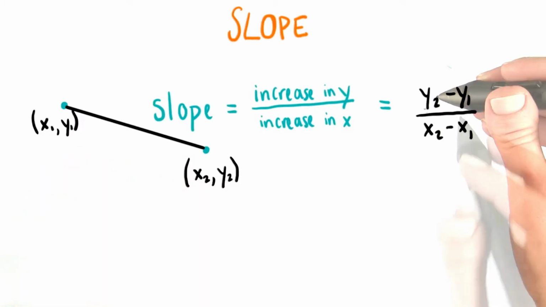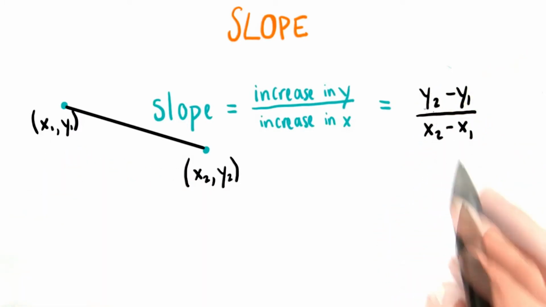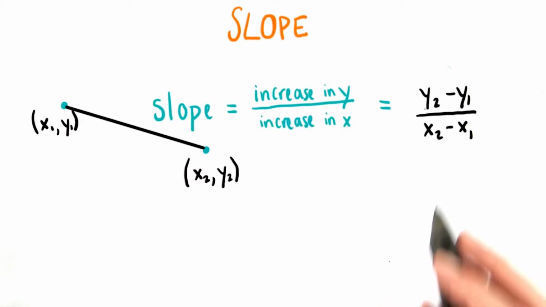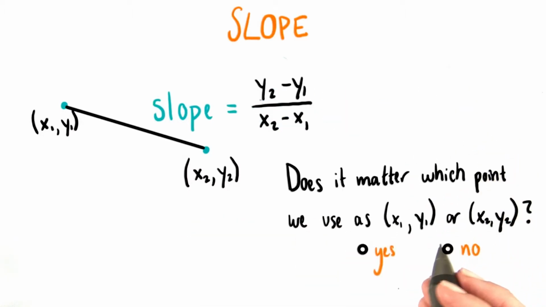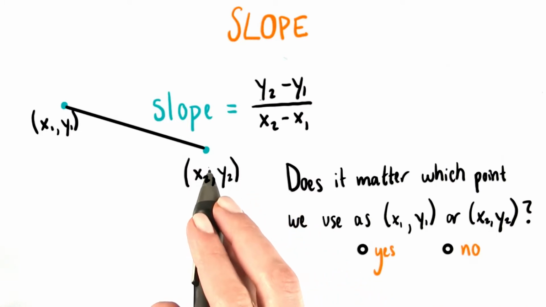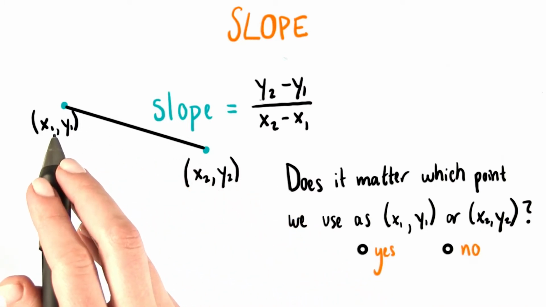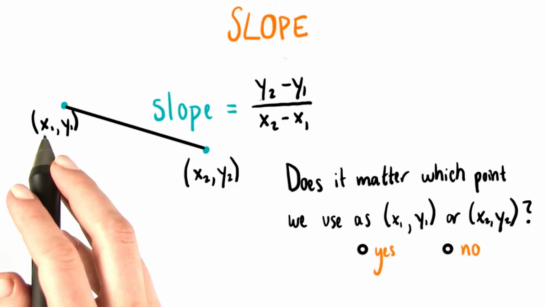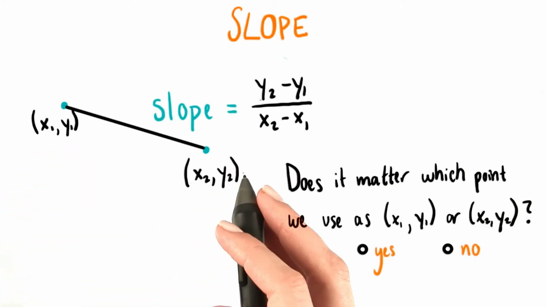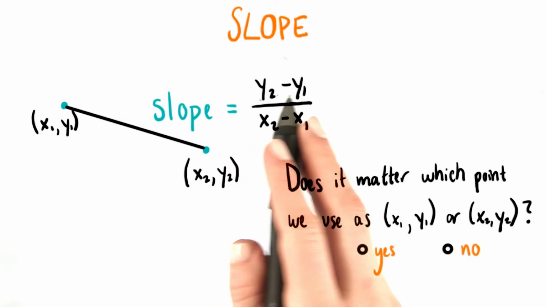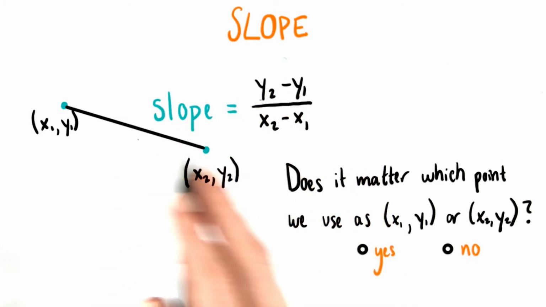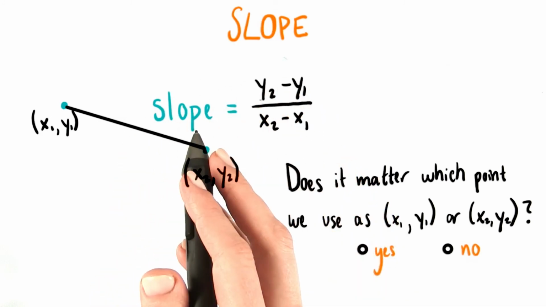Now note that the y coordinate of the second point comes first in the numerator, and the x coordinate of the second point comes first in the denominator. The question I have for you now is, does it matter which point, when I find the slope between points, I call x1, y1, and which one I call x2, y2? In other words, if I switch the position of the 1's and the 2's in this equation for slope, would I get the same slope as my answer?